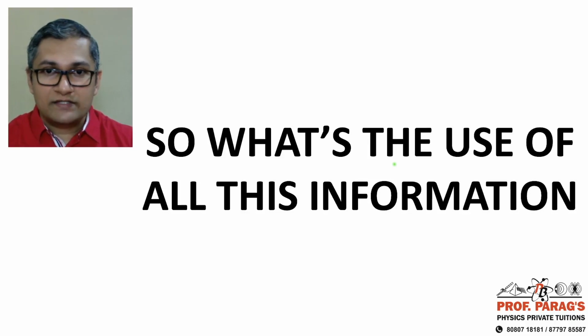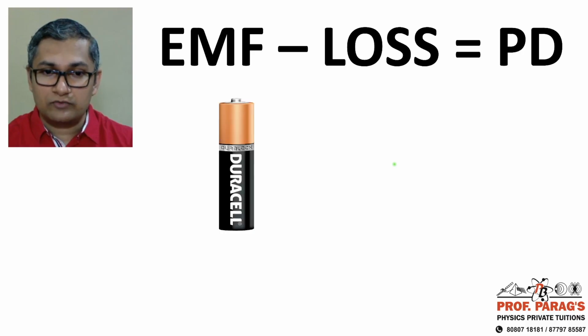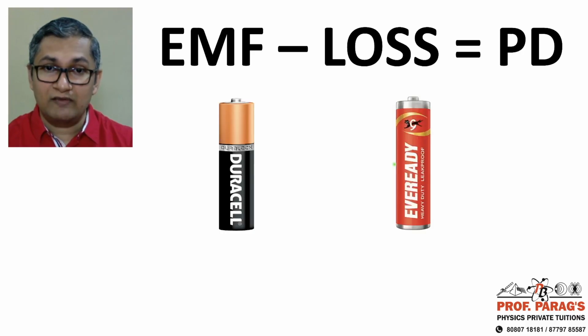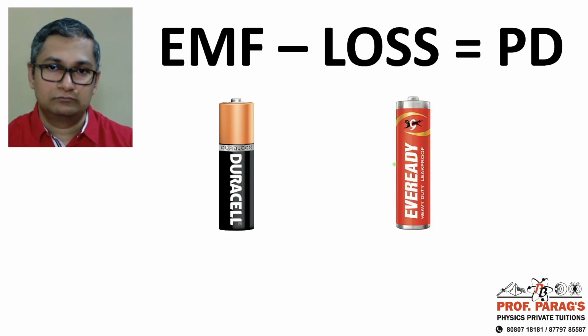So the question still remains, right? Why am I still studying this? What's the use of all this information? Okay. So we said EMF minus loss is PD. Okay. So let's compare the cells which we took. So we had a Duracell and an Eveready. What is the difference between these two cells?